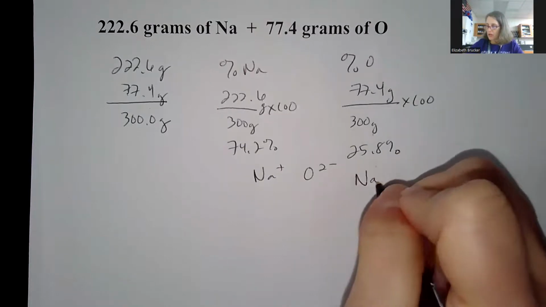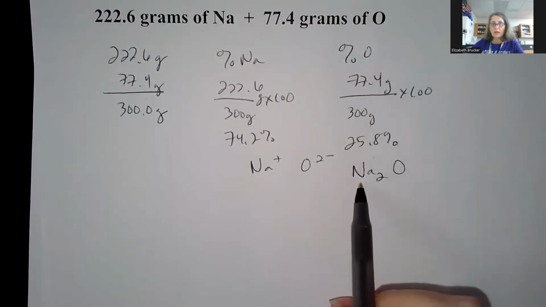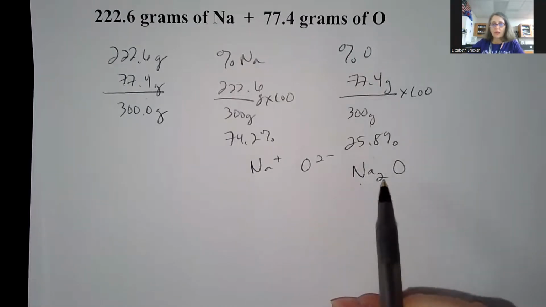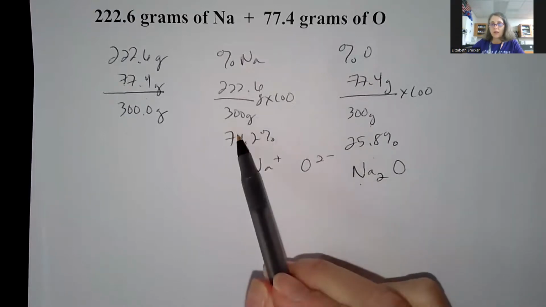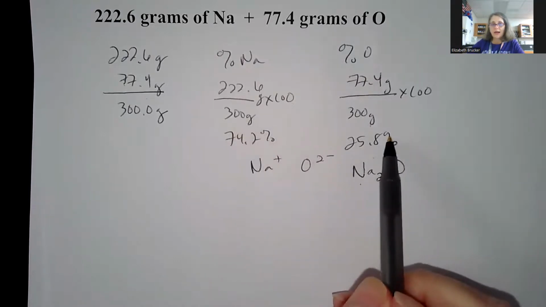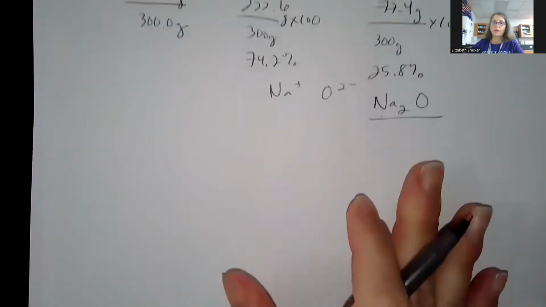I would write Na2O. And if you did the molar mass of sodium, which is 23 times 2, and did the percentage, you would see you would have a higher percentage of sodium than you would oxygen. This percentage would work out exactly with this formula.